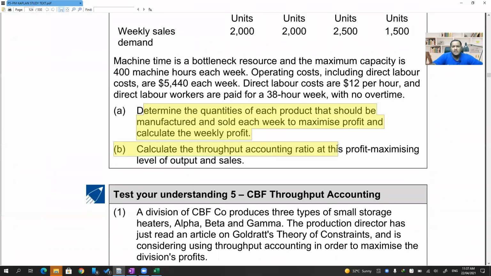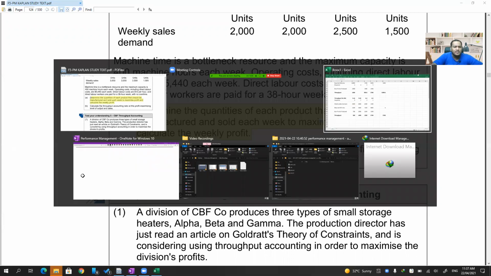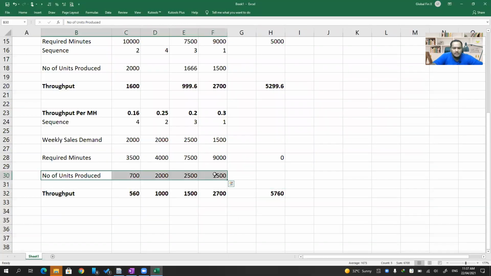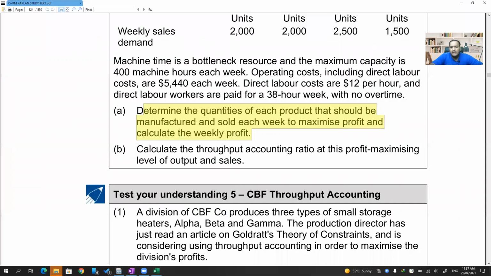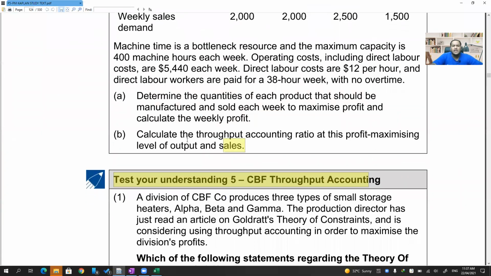Determine the quantities of each product that should be manufactured and sold. These are the quantities of each product that should be manufactured and sold. This is the answer for part 1 of the question. Then they are also asking you to calculate throughput accounting ratio.